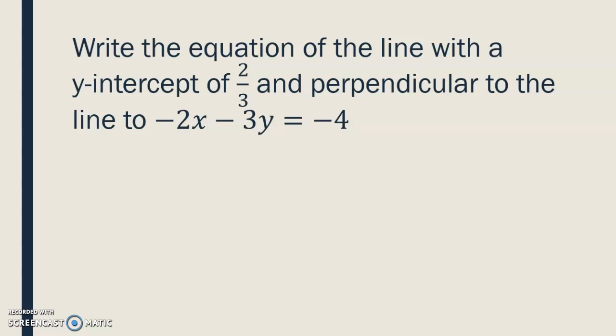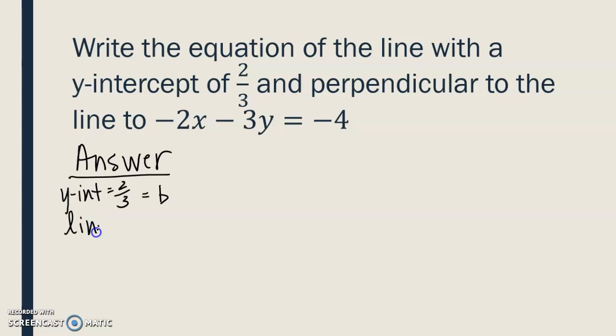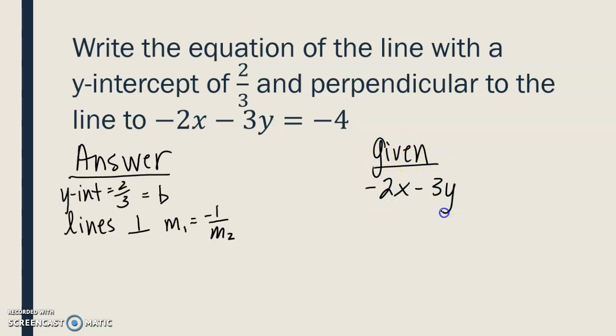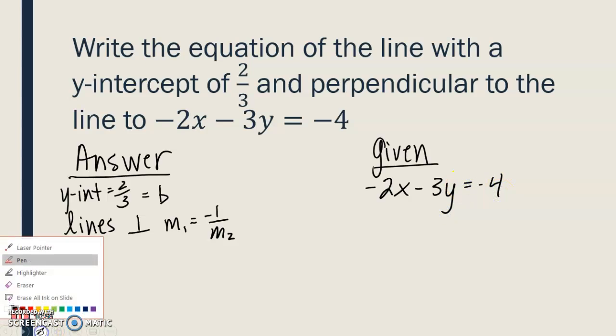Write the equation of a line with a y-intercept of 2/3 and perpendicular to the given line. So for the line I want to write, my y-intercept is 2/3. Let's remember that the letter we use to represent our y-intercept is b. I know that my two lines are perpendicular to each other. If my lines are perpendicular, then their slopes have to be opposite reciprocals of each other. So what line am I given? I'm given this line, which is in standard form.